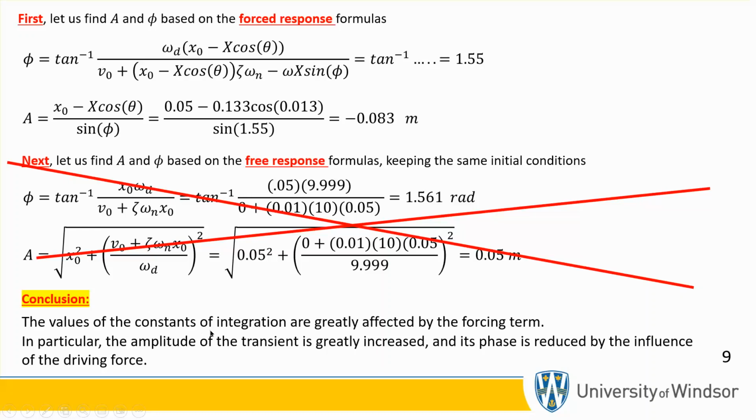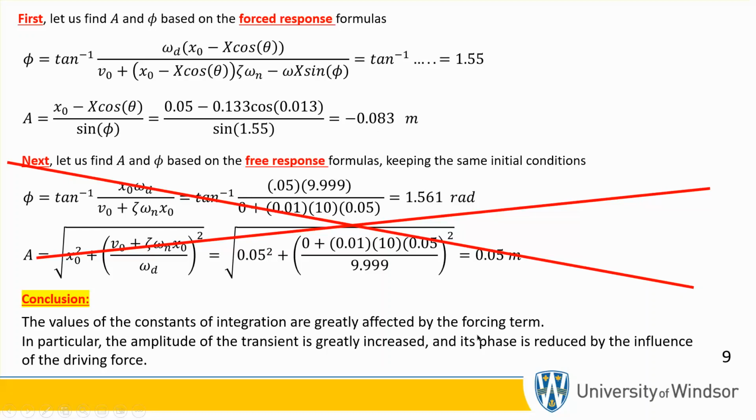See, the value of the constants of integration are greatly affected by the forcing term. The forcing term must be included, and you can see that it affects the values, okay? In particular, the amplitude of the transient is greatly increased. This is the amplitude right there, greatly increased. It goes from 0.05 to 0.08. That's a big jump, okay?